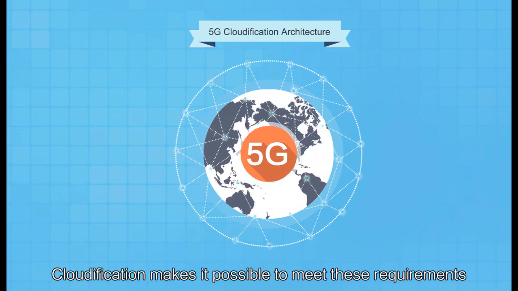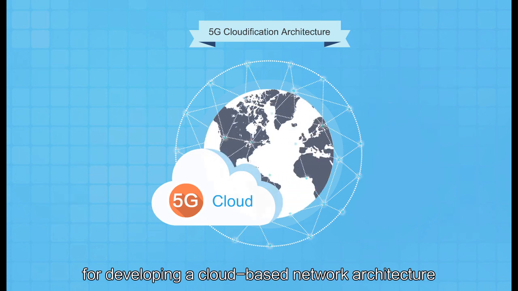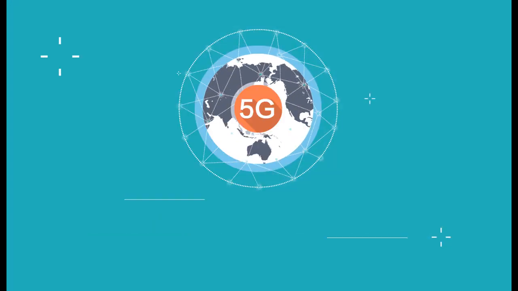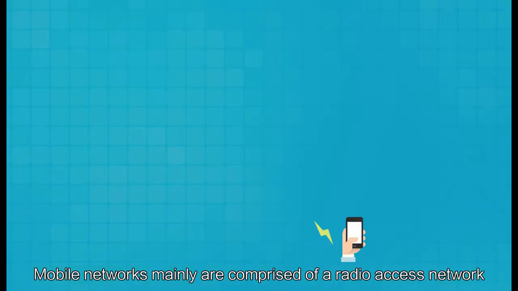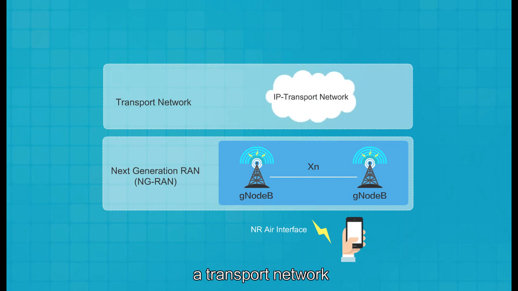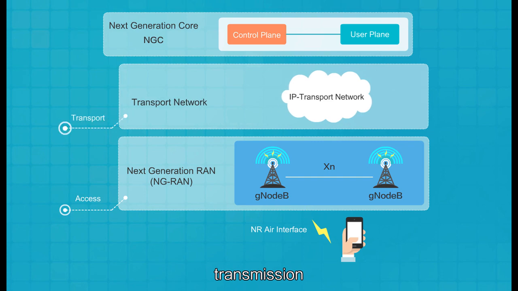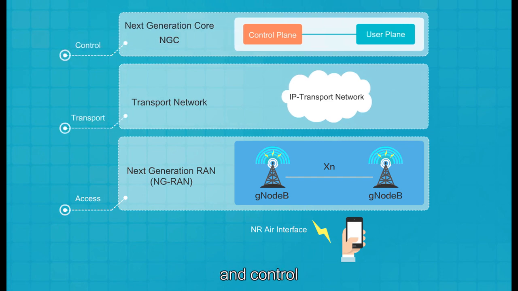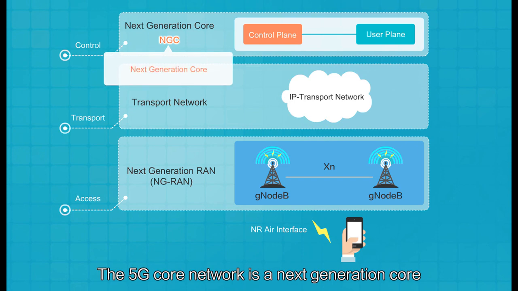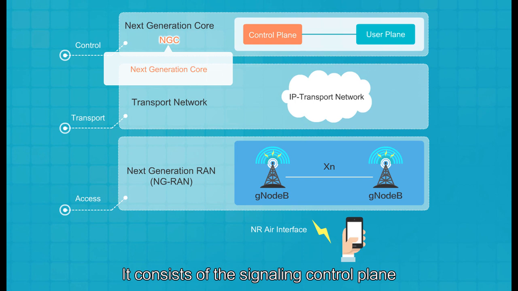Cloudification makes it possible to meet these requirements. This is the main reason for developing a cloud-based network architecture. Mobile networks mainly are comprised of a radio access network, a transport network, and a core network. Each part in turn provides access, transmission, and control. The 5G core network is a next-generation core, so it is often referred to as an NGC. It consists of the signaling control plane, user forwarding plane, and other core network functions.